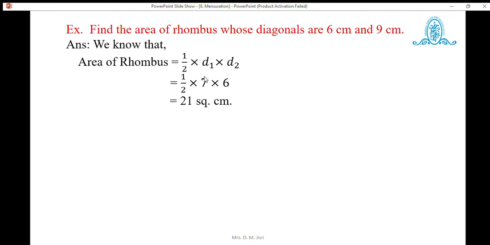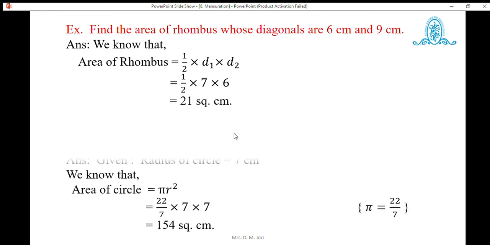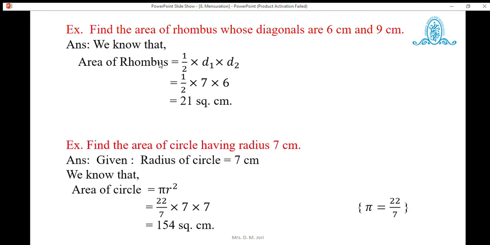Next, find the area of a rhombus whose diagonals are 6 centimeters and 9 centimeters. Now it's a question on rhombus. So for a rhombus, see, both the diagonals are given. The formula is very simple. For a rhombus, the area is obtained by the formula half into diagonal multiplication, half d1 into d2. Very simple example, a question of 2 marks. So the area of the rhombus is equal to 27 square centimeters.